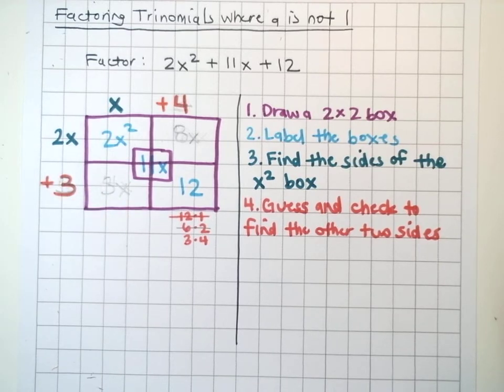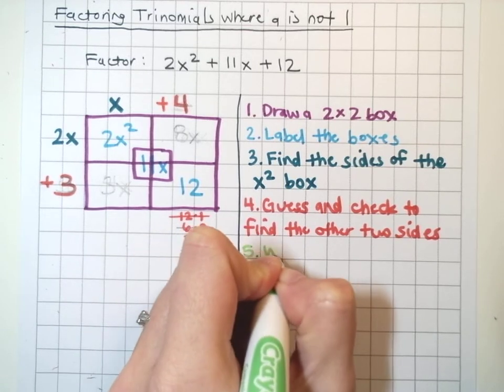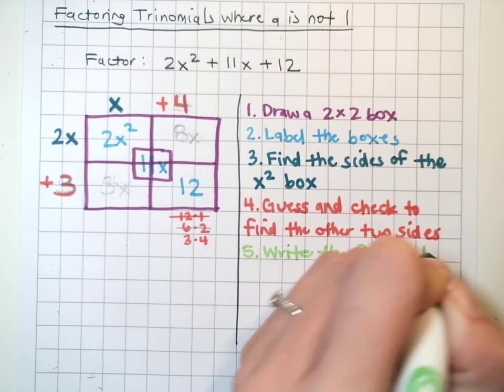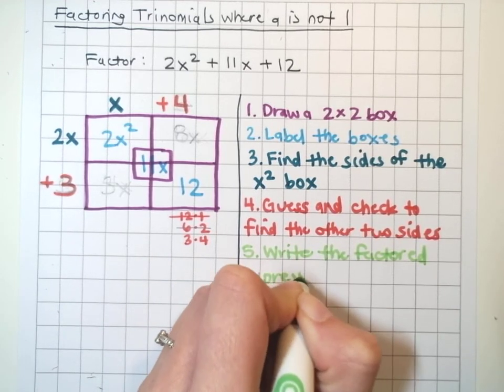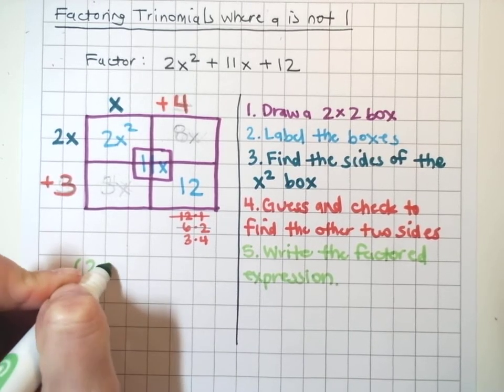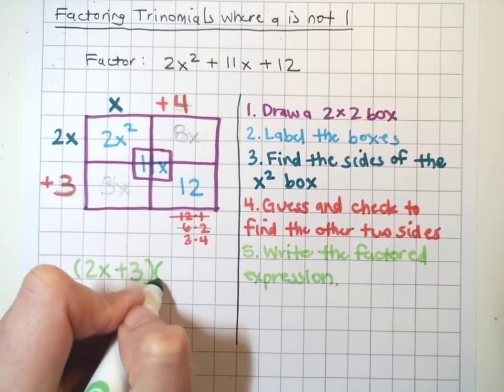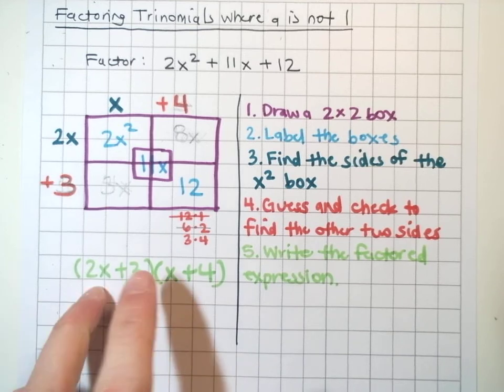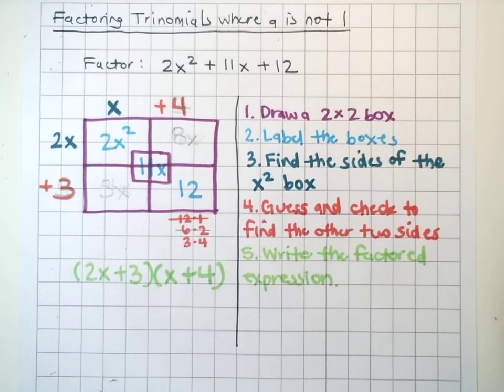So then we can do our last step, which is to write the factored expression. Our factors are 2x plus 3 and x plus 4. And it still doesn't matter which order you write it in, you can flip it. Okay, so let's go ahead and look at your assignment and do some problems together.